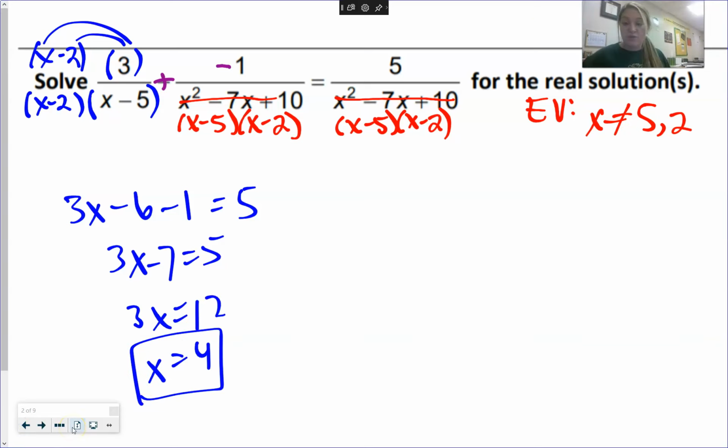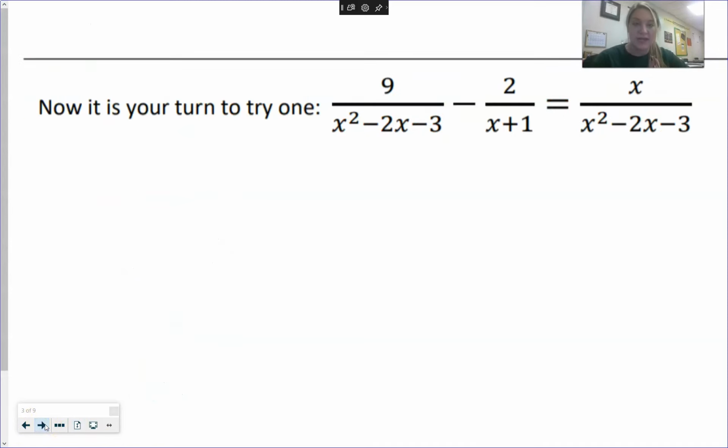All right, so let's do one on your own. Okay, so we have 9 over x squared minus 2x minus 3 minus 2 over x plus 1 equals x over x squared minus 2x minus 3. So pause, try it on your own, and then when you're ready, push play and come back and check your work.